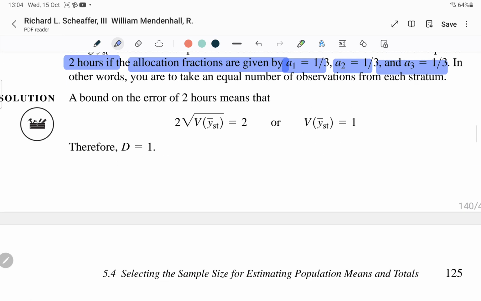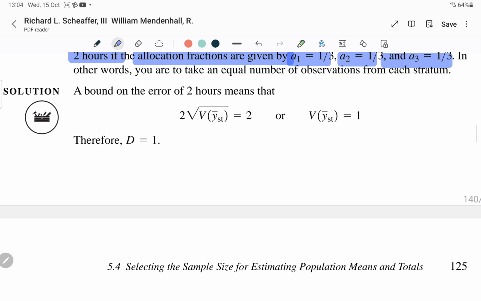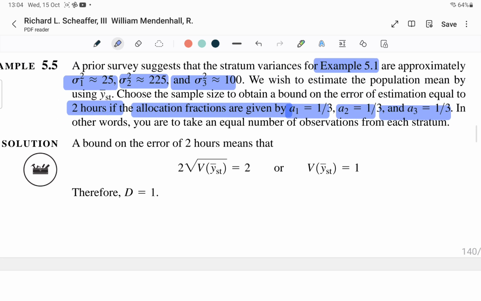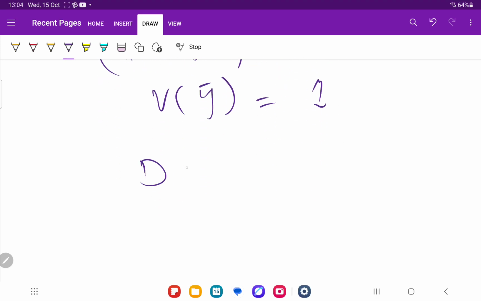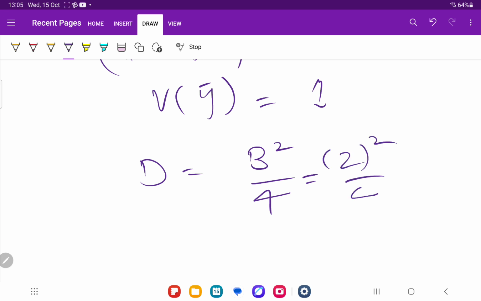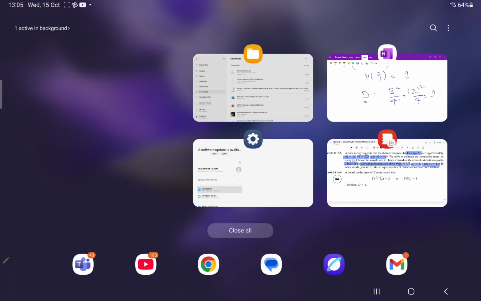And therefore D is equal to 1. So we wish to estimate the population mean. This question is related with the population mean. So it means that for D, which formula will be used? B square over 4. And what about the formula for the total? B square over 4N square. Okay, so the bound on error is 2 raised to power 2, answer is 4 over 4, which is 1. So that's how D equal to 1 is mentioned here.